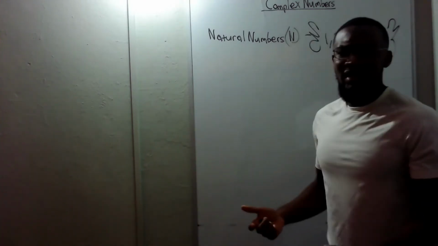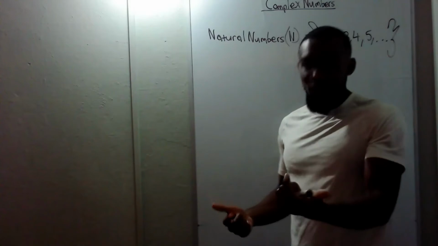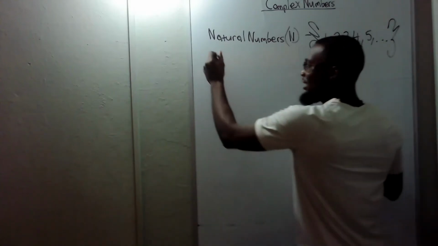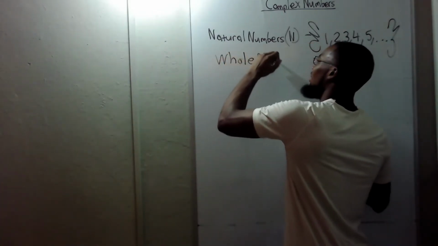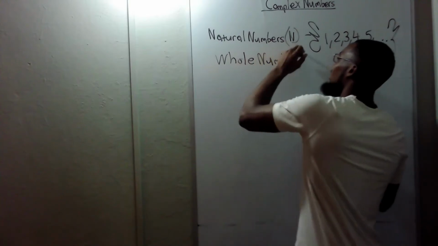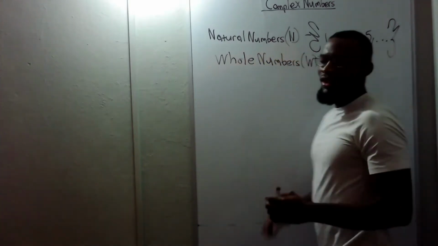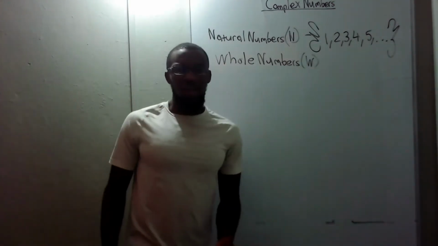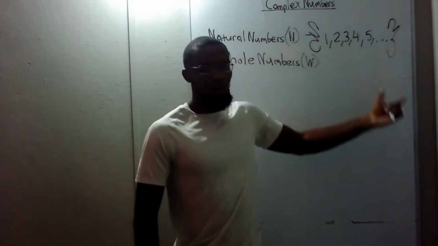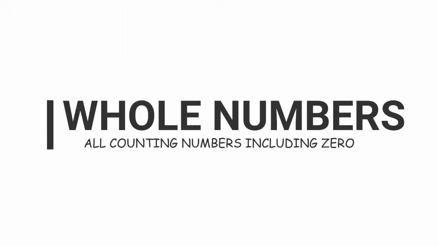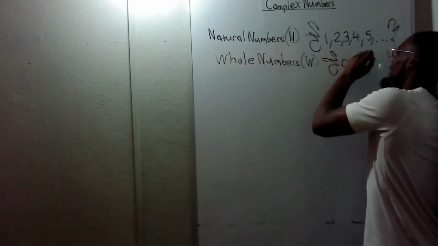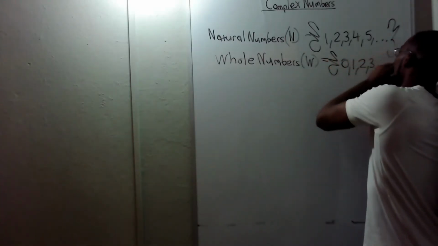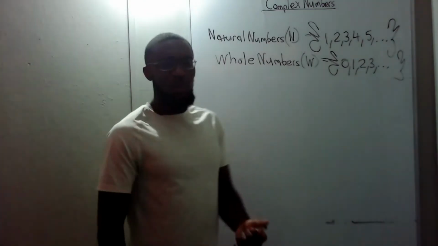Then the next set of numbers that we learned are whole numbers, denoted by W. What are these whole numbers? Whole numbers are just natural numbers, including 0. So that's our whole numbers.